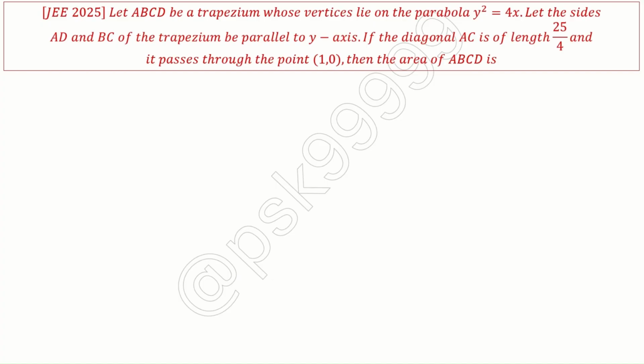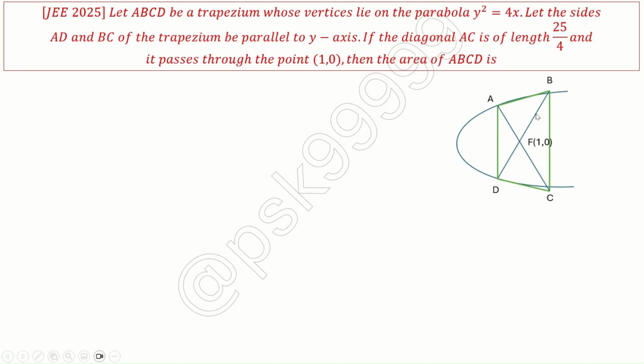Let ABCD be a trapezium whose vertices lie on the parabola y square equal to 4x. Let the sides AD and BC of the trapezium be parallel to the y-axis. If the diagonal AC is of length 25 by 4 and it passes through the point (1, 0), then the area of ABCD is. So let's start with the picture first.